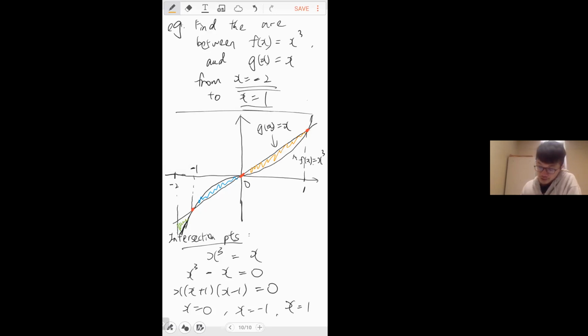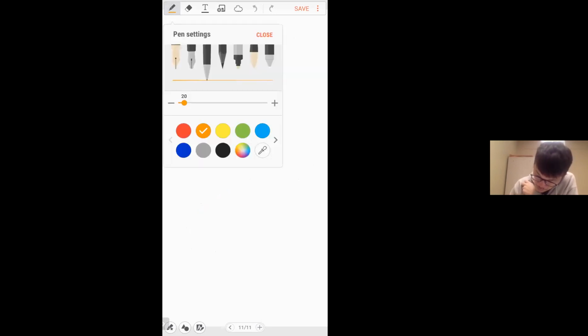So for 3 different regions, the first one is from -2 to -1. Second one is from -1 to 0. The last one is from 0 to 1. Let's do that.